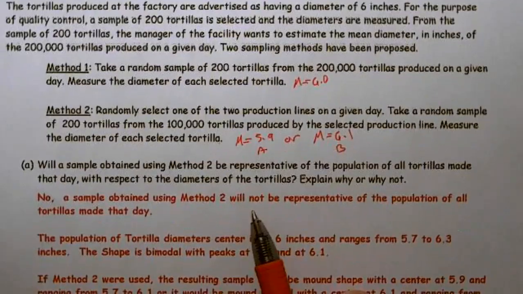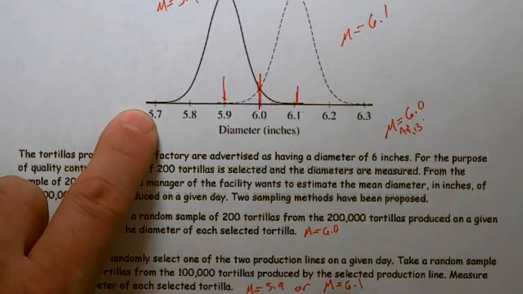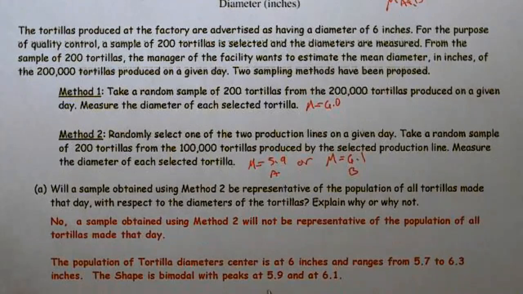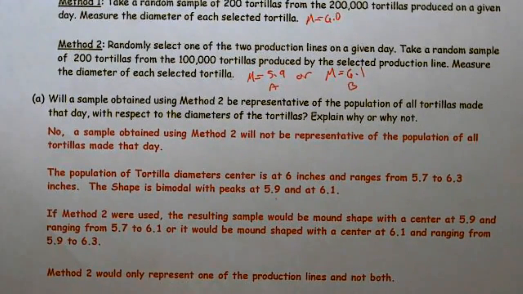The population of tortilla diameter is centered at 6 inches and ranges from 5.7 to 6.3. The shape is bimodal, and we always need to tell where our peaks are: at 5.9 and 6.1. If method 2 were used, the resulting sample would be mound shaped with a center at 5.9 and ranging from 5.7 to 6.1, or it would be mound shaped with a center at 6.1 and ranging from 5.9 to 6.3.